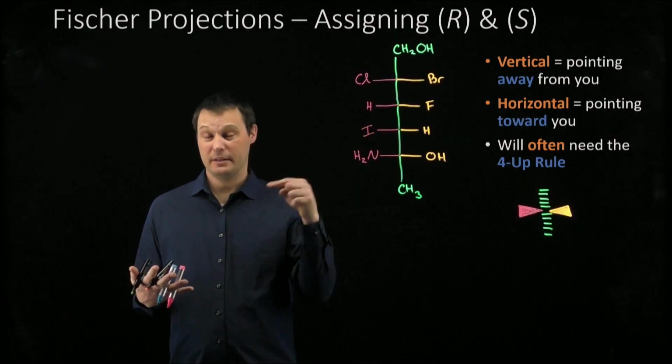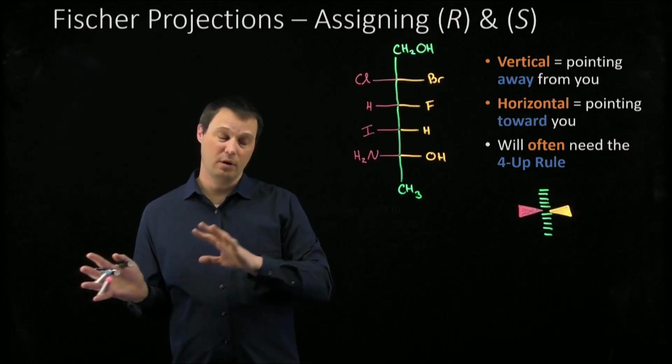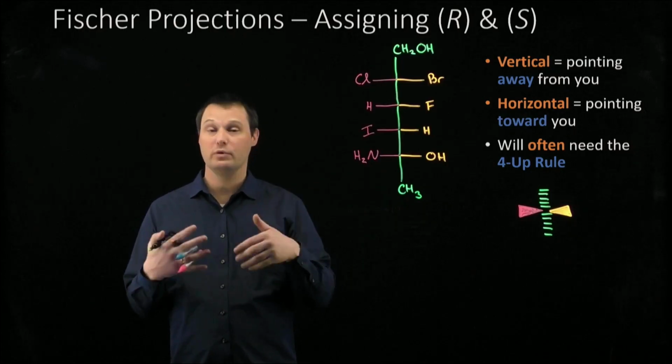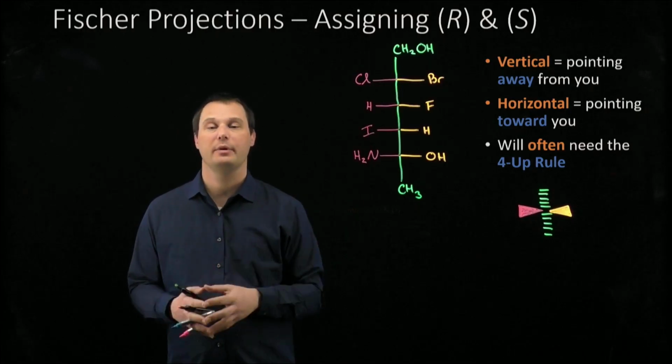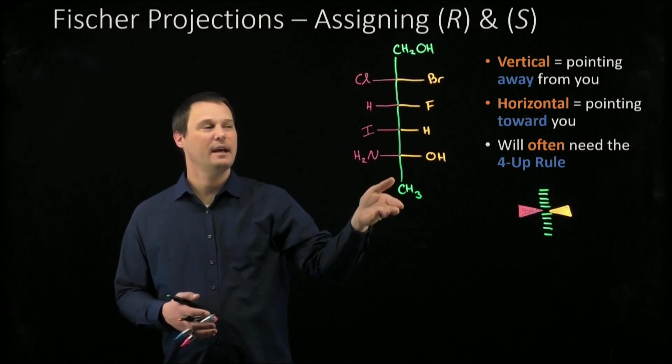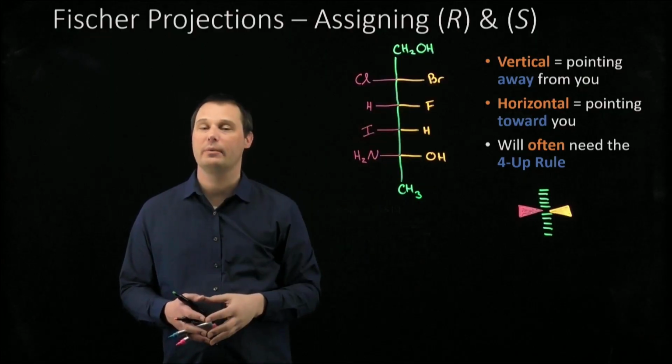I have an entire playlist of videos that I'll link to down below with all sorts of tips and tricks and hand rules to assign R and S on any stereocenter. One of them is the 4 up rule. I'll explain that in a little bit. The first thing we have to do is assign the priority labels for all of the groups around each stereocenter.